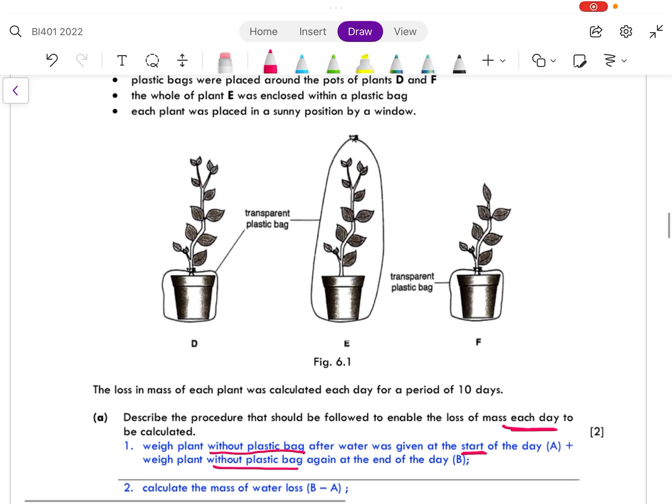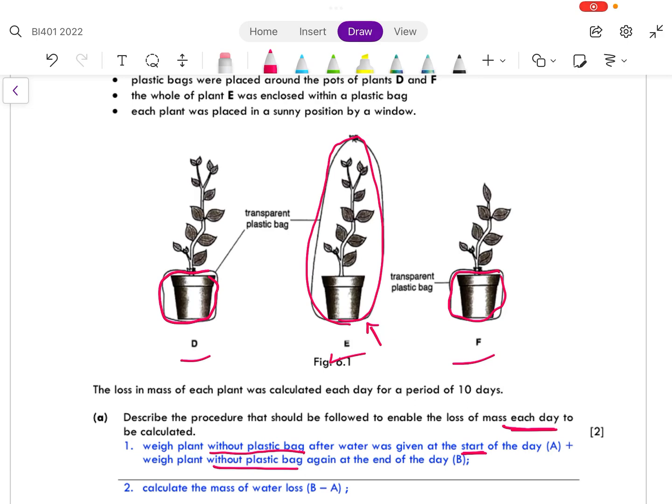So why is it important that you weigh the plant without the plastic bag? Well, because if you compare between D, E and F, actually the amount of plastic bag used is quite different. D and F, quite similar. But when you look at E, a lot more plastic is used. So if you were to just weigh each pot, you would find that E may start off with a little bit more mass because there's more plastic bag. So the logical way would be to remove all the plastic bags, then you weigh them, because you start off with the same pot, same amount of soil, same amount of water.